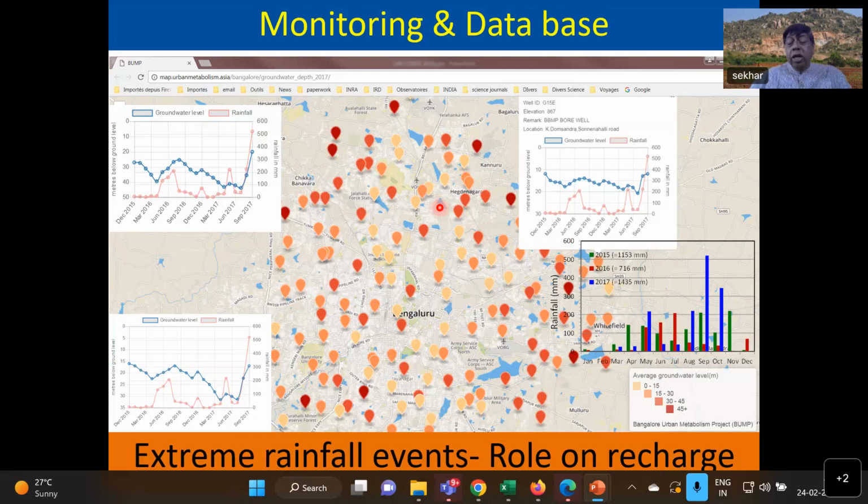This was done for a few years, but we don't discuss it. So you can click that. You will get rainfall and groundwater level patterns there, so that it gives a rough idea to the people there. What are my groundwater levels there?